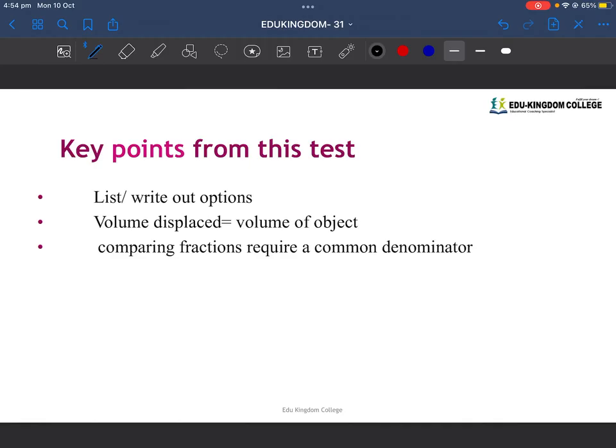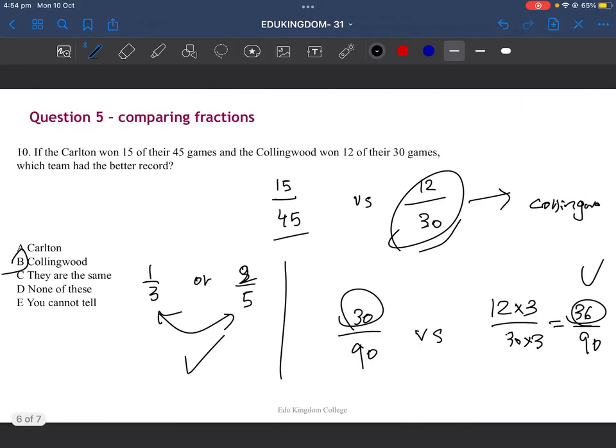Point number 3, comparing fractions requires a common denominator. It's quite obvious, but just keep that in the back of your head. Don't try to guess. Always make them the same and then try to compare them there.